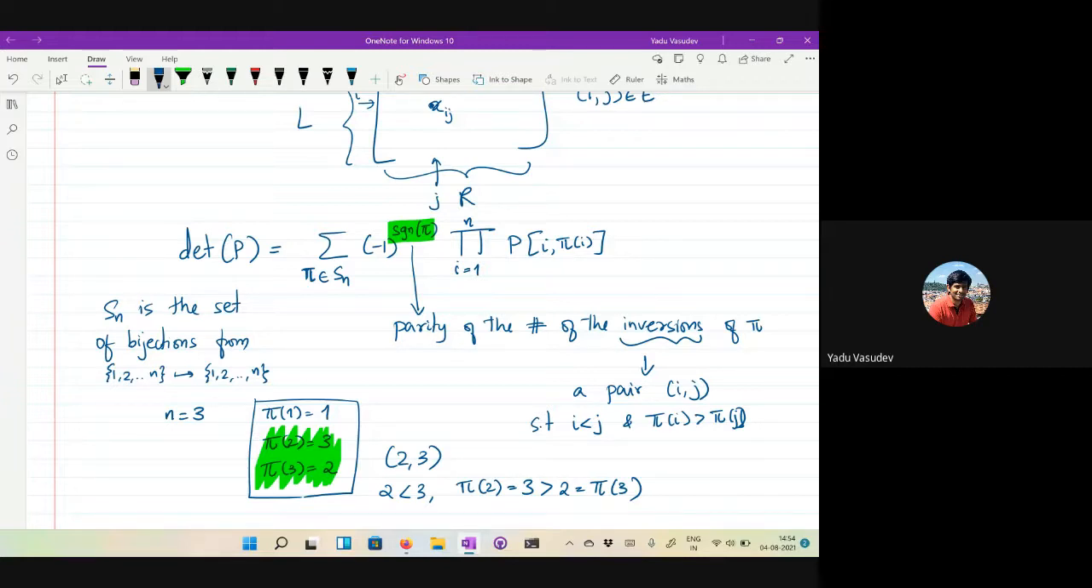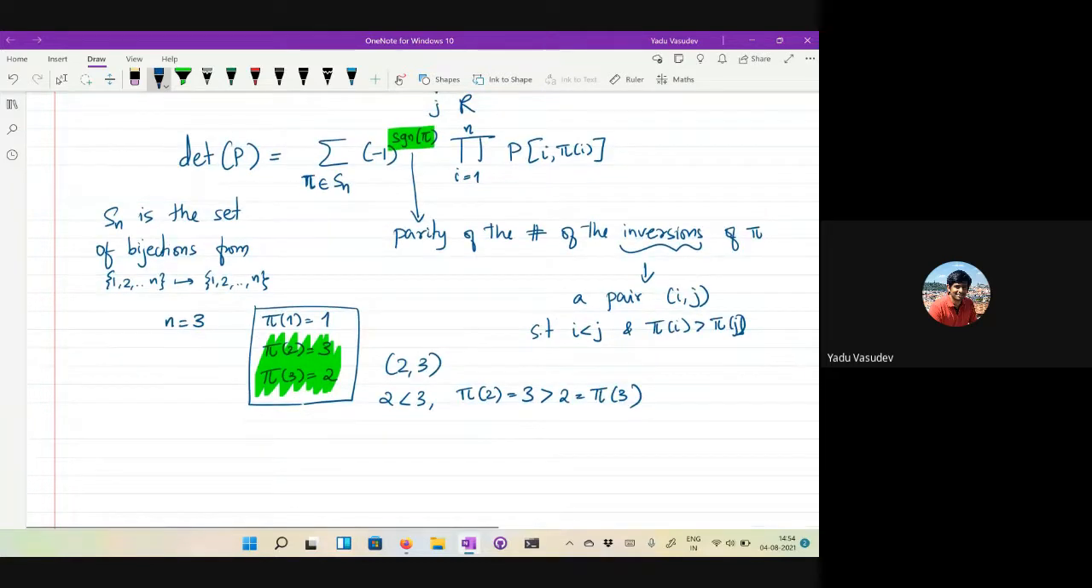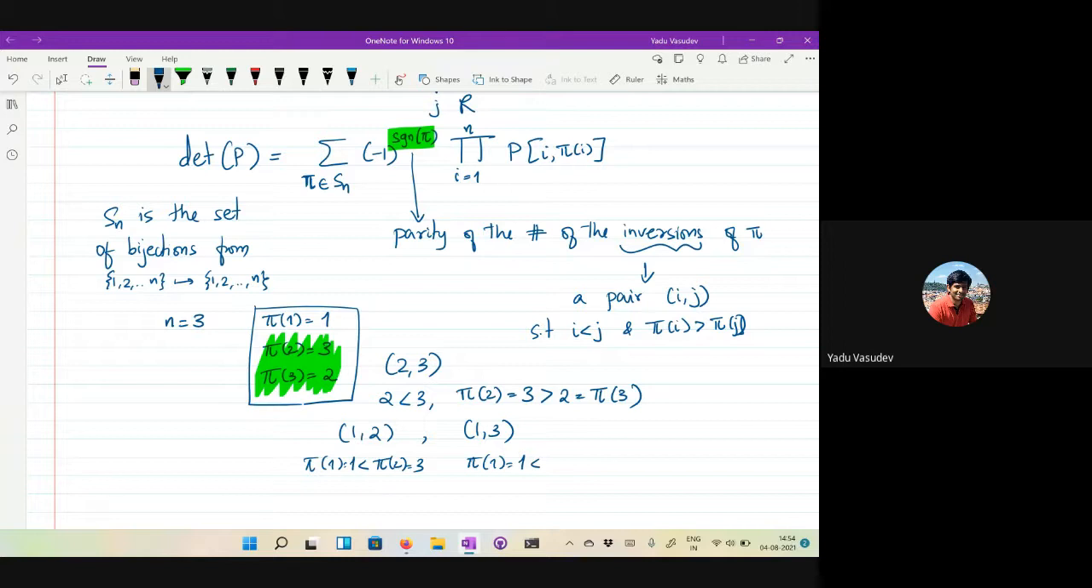Are there any other inversions? What are the other pairs in this permutation? You can have 1, 2 or 1, 3. But 1, 2 is not an inversion because pi of 1 is 1, which is less than pi of 2, which is 3. Similarly for 1, 3, pi of 1 is 1, which is less than pi of 3, which is 2. So there is only one inversion in this permutation, which is the pair 2, 3. Therefore, for this particular example, sign of this pi is equal to 1.